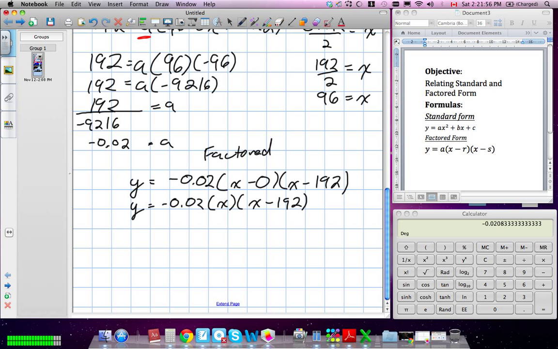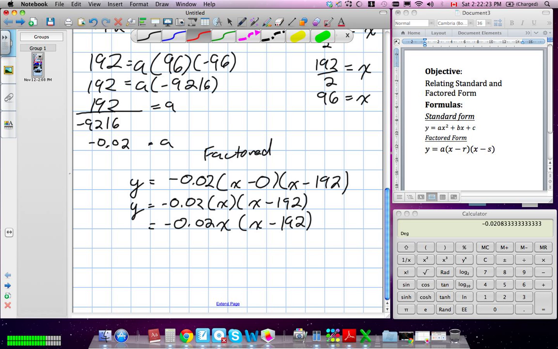This says negative 0.02 times x. So what number is that going to become? Negative 0.02x times x minus 192. Okay. Now what do I do? Multiply 0.02x to the other bracket, by both numbers, right? We're distributing it inside the brackets.